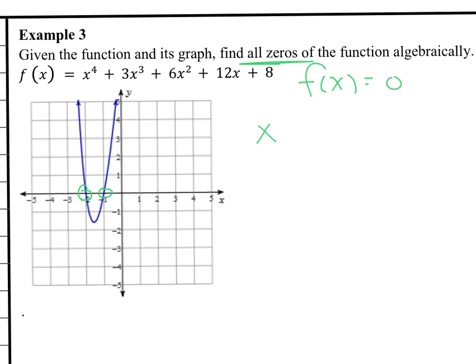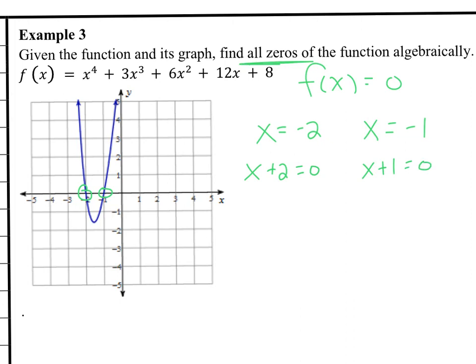So we're going to have x equals negative 2, x equals negative 1, which means the factors must have been x plus 2 and x plus 1. Remember, those were factors that were set equal to 0. That's where they came from. So those are our factors.